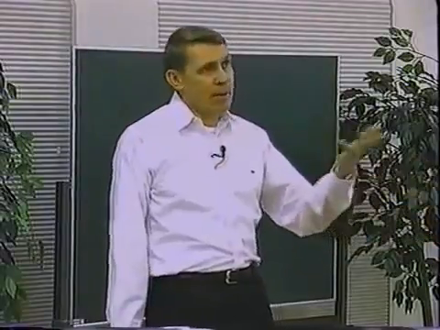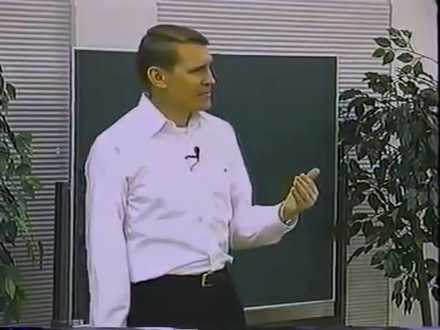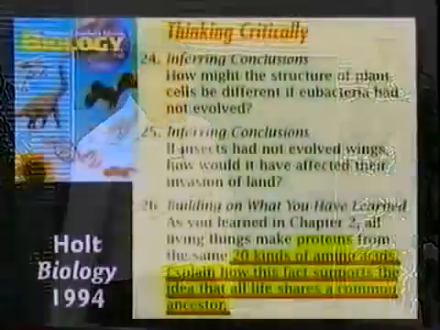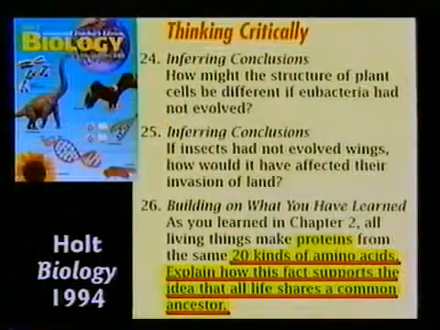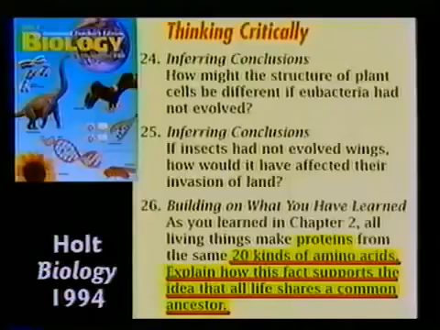Okay, let's continue now. I want you to see what this textbook says. This is common propaganda, for lack of a better word, in a high school textbook, talking about how they're going to teach the kids to think critically. But look at the way they phrase the sentence. Question number 24. Inferring conclusions. Boys and girls, we're going to learn how to infer conclusions here. How might the structure of plant cells be different if eubacteria had not evolved?